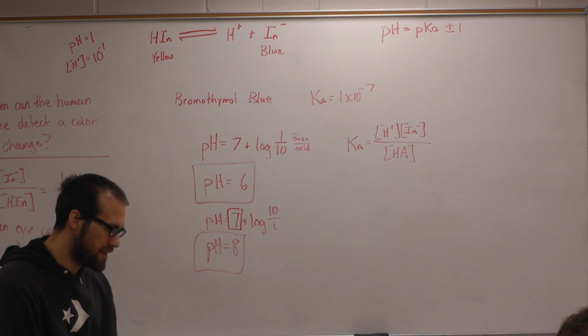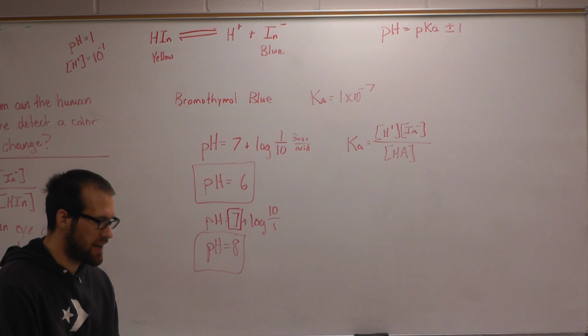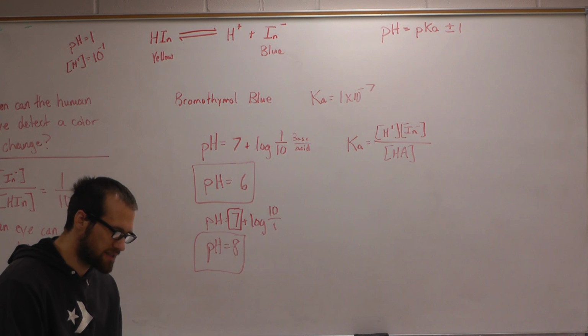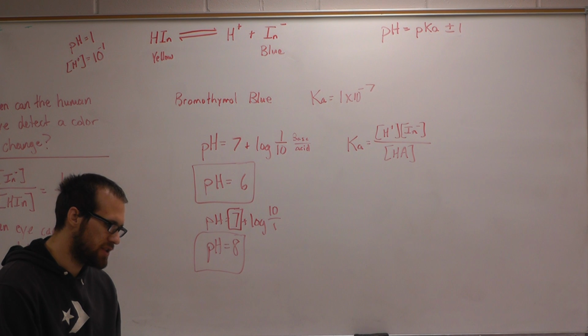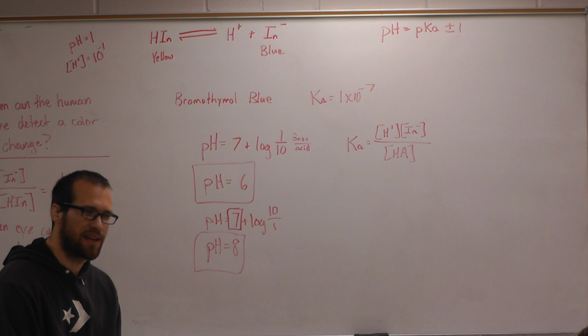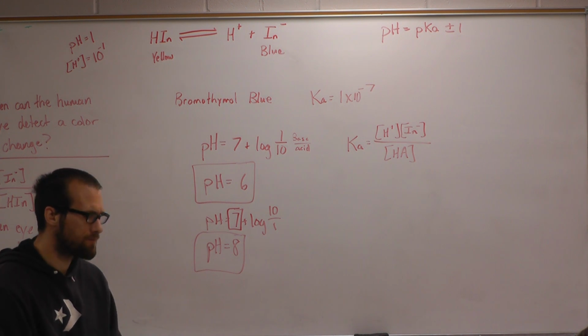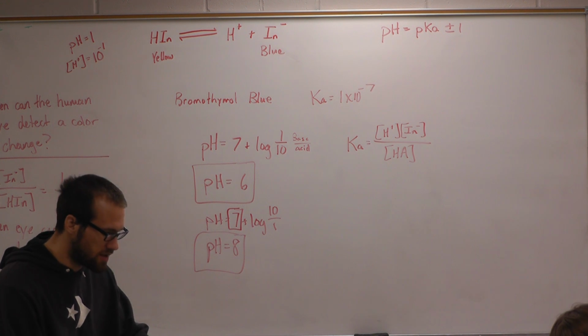Okay, you see that big chart? What you have is a whole bunch of color indicators. If you had an acid-base titration that had an equivalence point of approximately 5, which indicator or indicators would be okay to use? Methyl red. Methyl red is probably the best one, but you could probably also use one more.